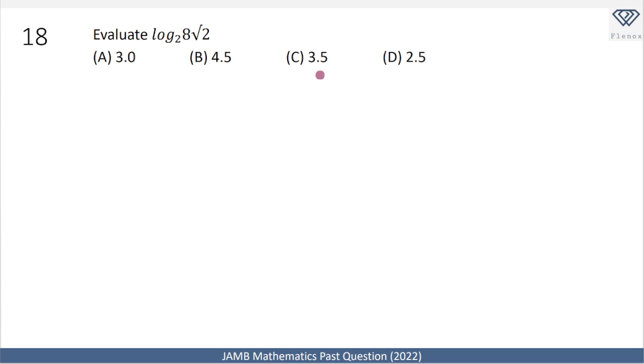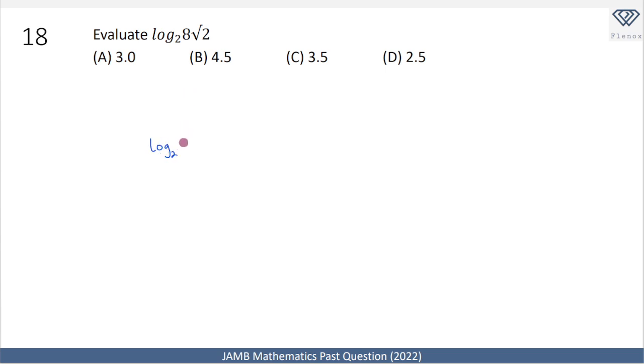We are told to evaluate log of 8 root 2 to base 2. Now this is pretty easy, and the way we go about this is by trying to convert this to the indices form. So what do I mean by that? So now if you recall, we know that log, we're going to write this out first. Log to base 2.